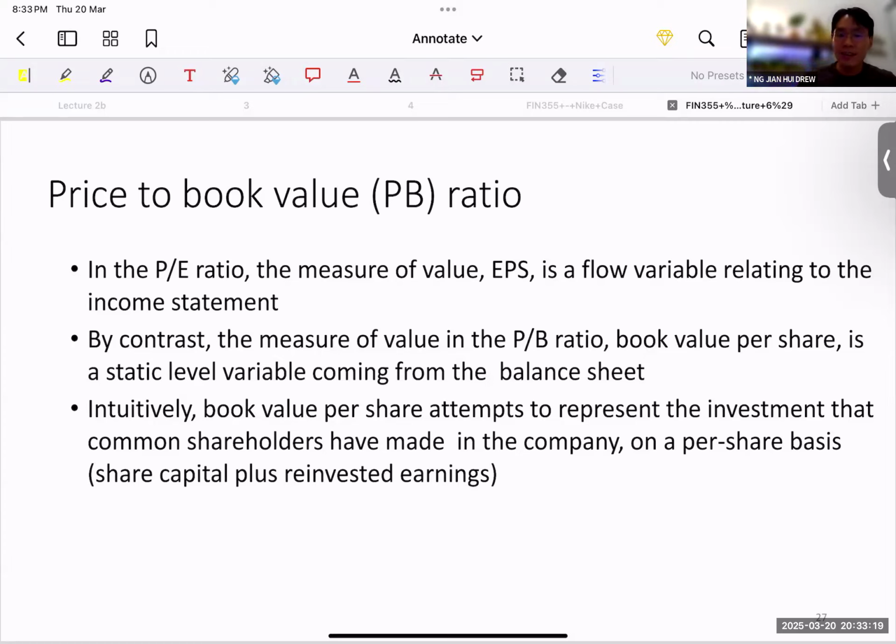Okay, and so that's the idea of it, that you want to see how much more or less the market is valuing the equity compared to what's initially invested. I repeat again: for price to book value, we are comparing the difference in price, whether higher or lower, compared to what's initially invested by the shareholders.